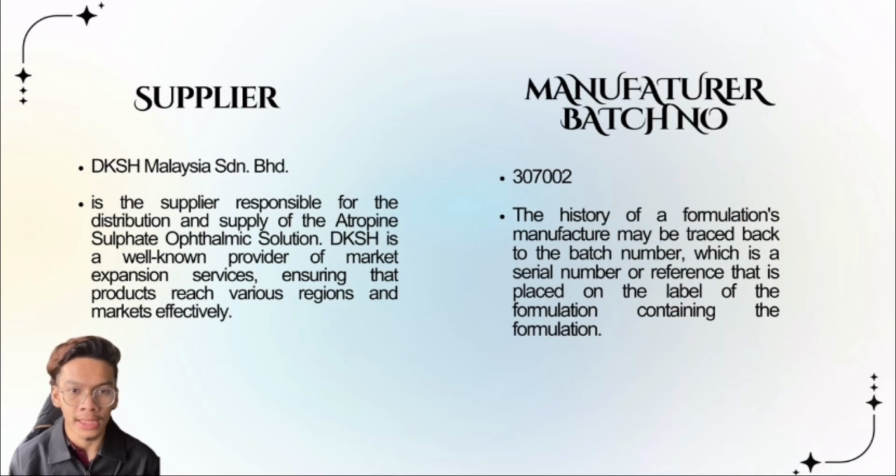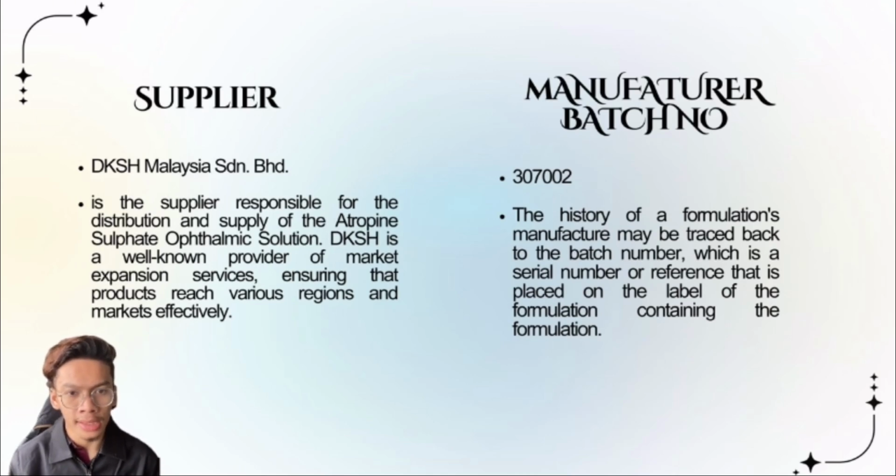Next, supplier. The supplier of the Atropine eye drop is DKSH Malaysia Sdn Bhd, known for its expertise in market expansion services. DKSH ensures the effective distribution and availability of the product across various regions and markets, maintaining accessibility for healthcare providers and consumers. Next is manufacturer and batch number.